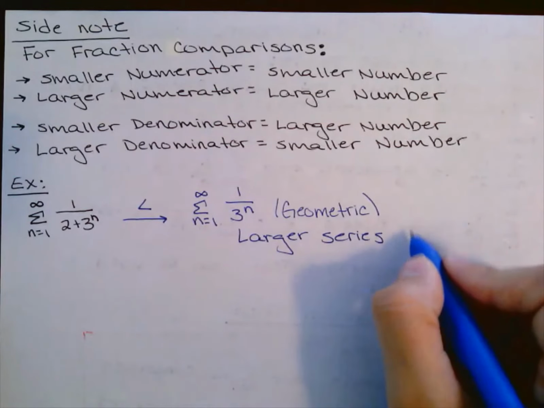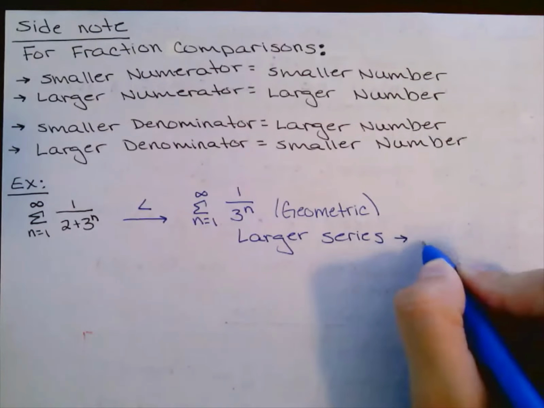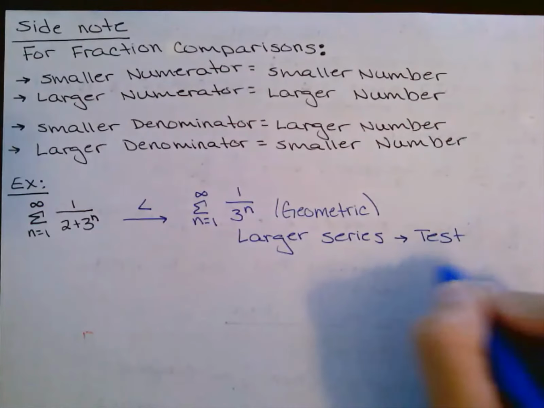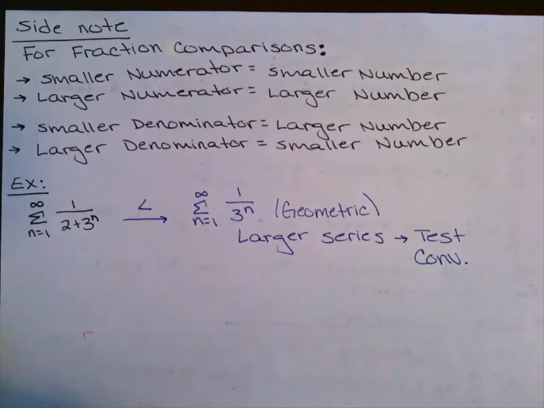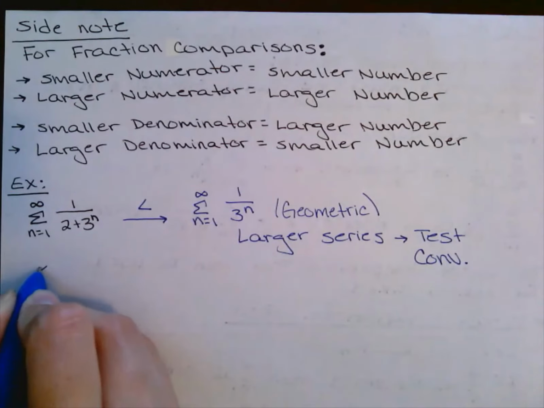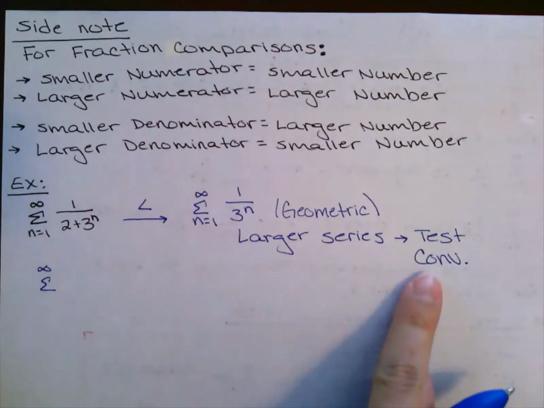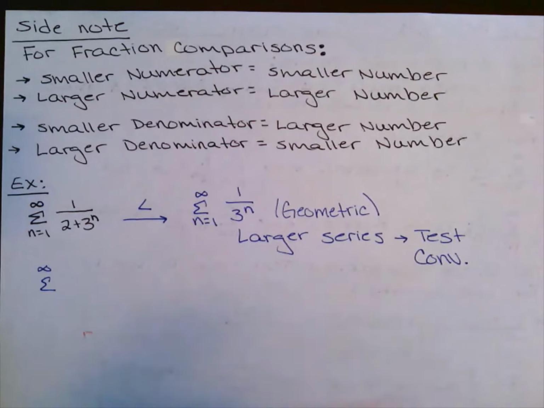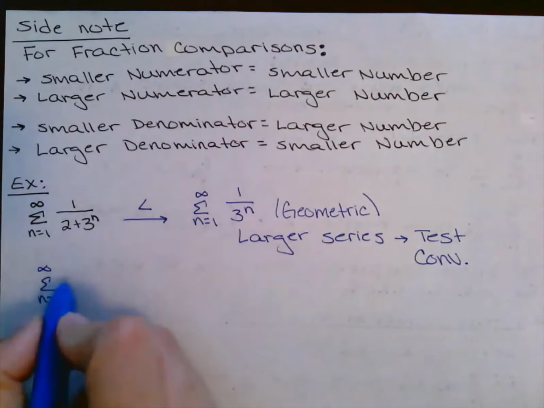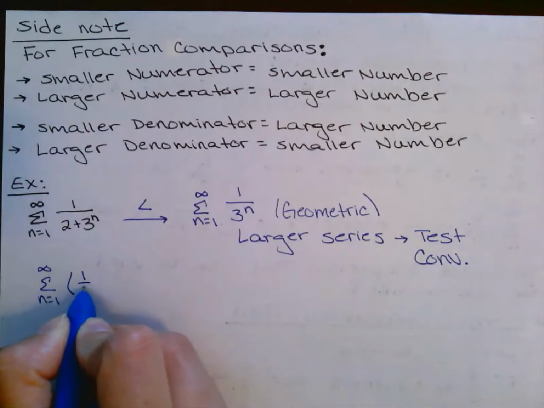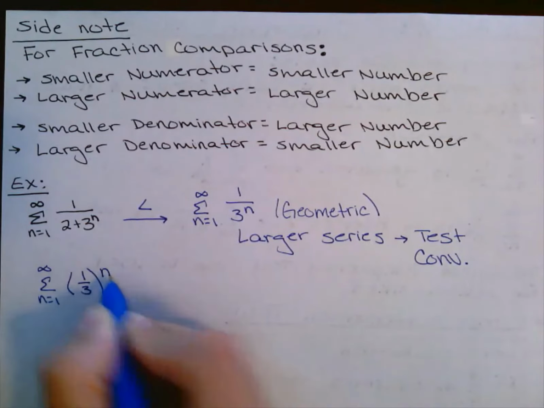I said in the last part of the notes that I could only test for convergence, right? So let's move on. If I get divergence, that means I have no conclusion. If I get convergence, then I can stop. I'm going to rewrite this, like I learned in the geometric series, as 1 over 3 raised to n, okay?